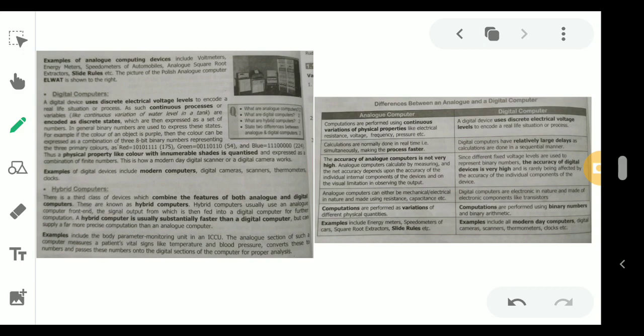So I hope it is clear to you how many ways we can classify computers depending upon the working principle. Thank you, student. I am ending my lecture over here.